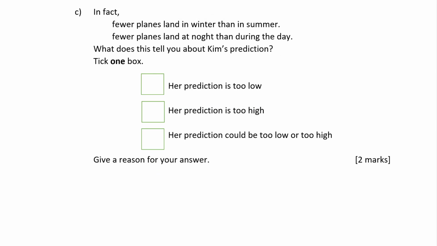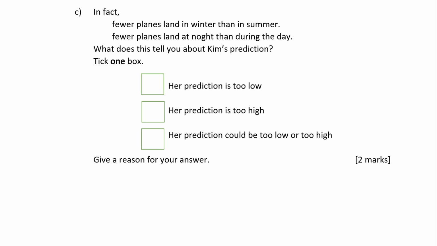Part C says, in fact, fewer planes land in winter than in summer, and fewer planes land at night than during the day. What does this tell you about Kim's prediction? Is it too high, too low, or could it be too low or too high? Let's have a quick look. Did it tell me what time of the day she went? She went between 10 AM and 2 PM in January.